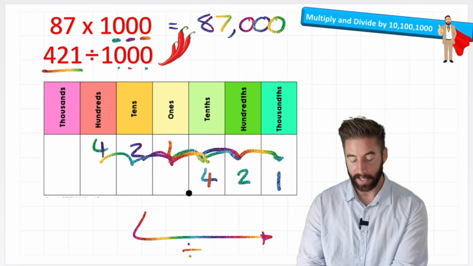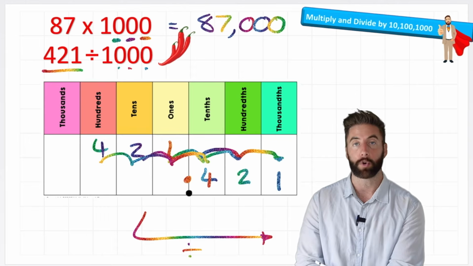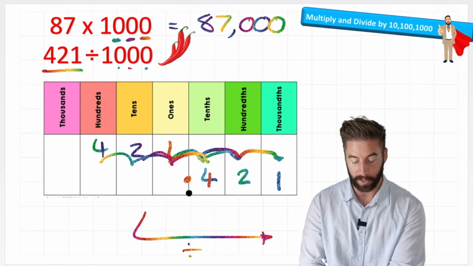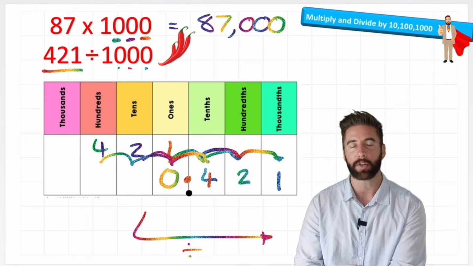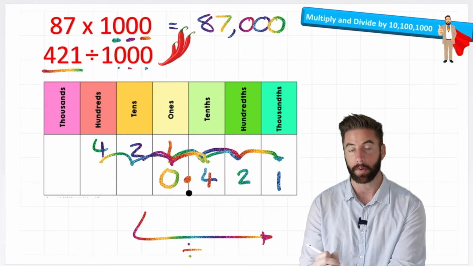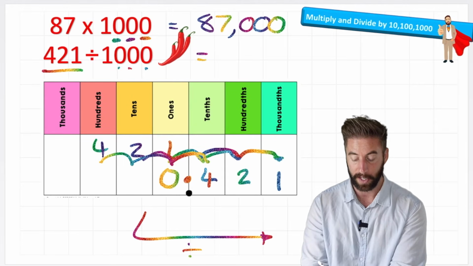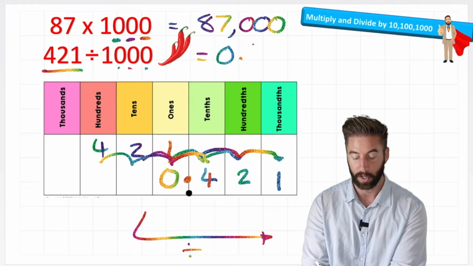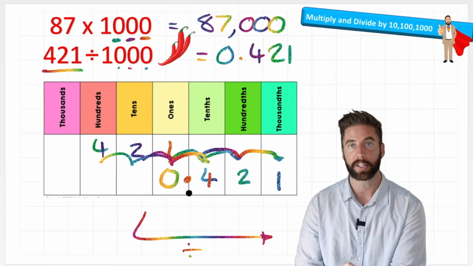But I can see here that I can put my decimal in place, and I have a couple of options. I can call this number .421, or I can put a 0 here and call it 0.421. Exactly the same value, just a slightly different way of saying it. So I'm going to keep my 0, and I'm going to say 421 divided by 1,000 equals 0.421, or 421 thousandths. Okay, there you go.